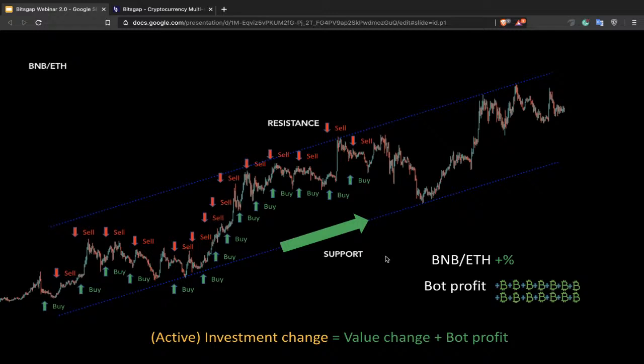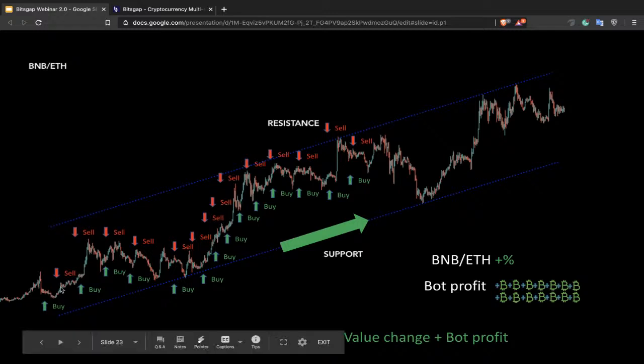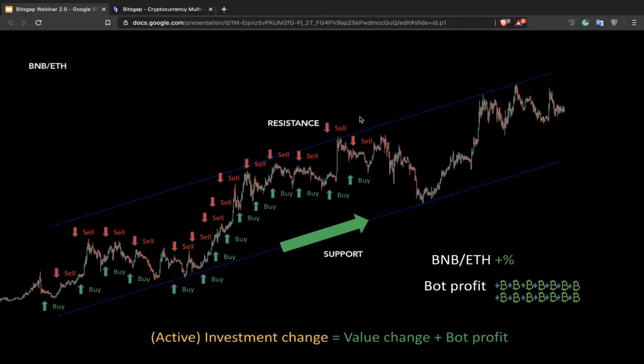So not only we are affected by the price appreciation of our base currency, in this case BNB, we can clearly see that the price of BNB in Ethereum is growing here. So that means that the BNB that we have in our balance right now, as the bot is constantly buying it and then looks for sell opportunities, so that means that in any case we will be affected by the price appreciation as the market is moving upwards.